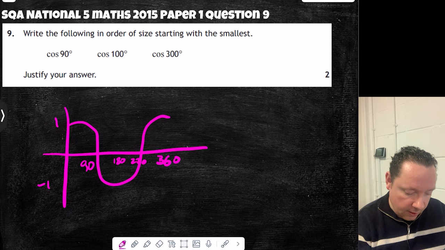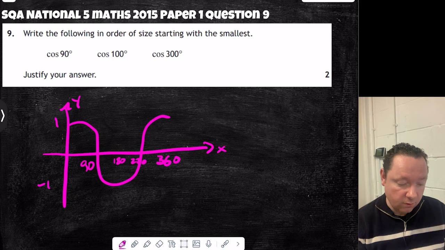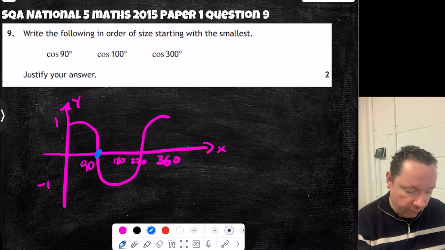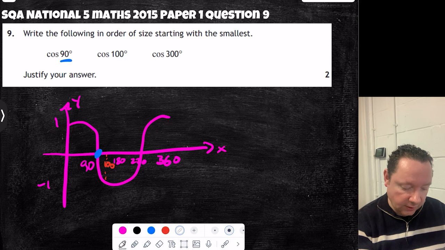So now just noting on this graph where roughly 90, 100 and 300 are. I'll use a different colour. So there's 90. I'll use a different colour for 100. Well, 100 is past 90, so we could say 100 is about there. And then for our last one, let's just use white. 300, well, that's past 270, but before 360, so we could say 300 is about there.